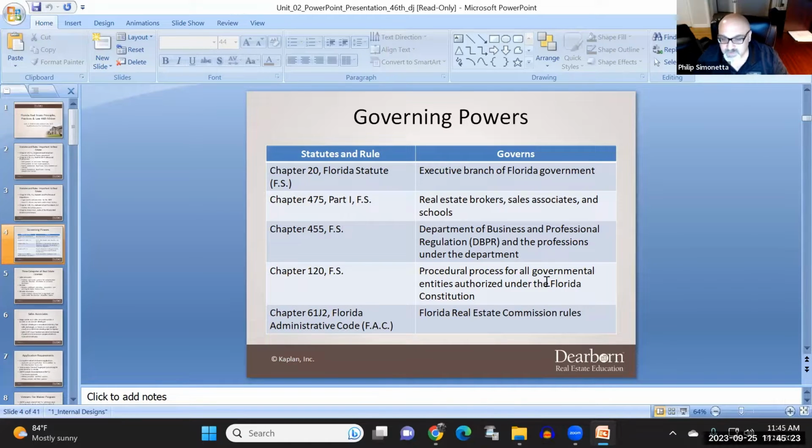120, procedural process for all governmental entities authorized under the Florida Constitution. Okay, that's not just real estate. That's rules for everybody. If you're in a car business, if you're in a travel business, these are the procedure acts for everybody, not just real estate. 61J2 is just for real estate. That's the Real Estate Commission. So 455 and 120 is for everybody, all businesses. 475 and 61J2 is just real estate.